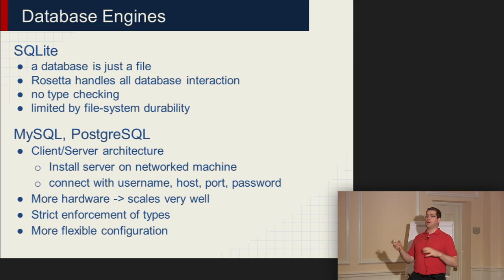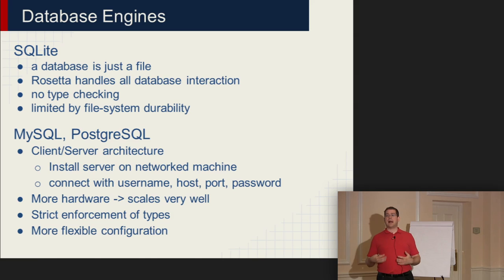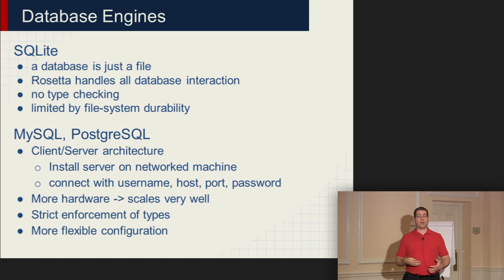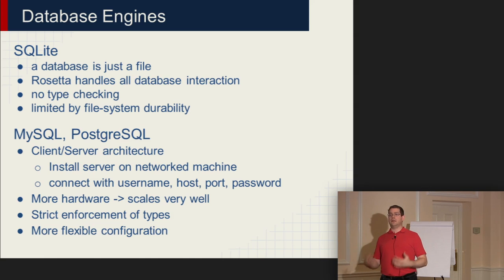As opposed to SQLite, which is just file access for a database, these are client-server architectures. So Rosetta doesn't handle the database itself, instead it communicates with a database server. You would need to set up a server for one of these databases on a computer in your lab in order to interact with it. And then you would tell Rosetta to connect with a username, host, port, and password, to communicate with the server to store and retrieve the data. So you can have specialized, dedicated hardware, so this scales very well. It also has more strict enforcement of types and a little bit more flexible configuration with SQL than SQLite. The drawback, of course, is that you will have to set up the database server.